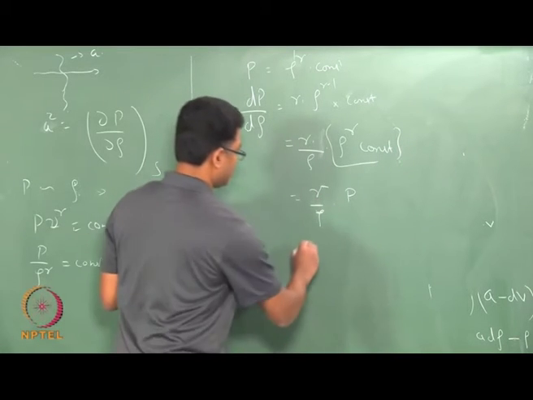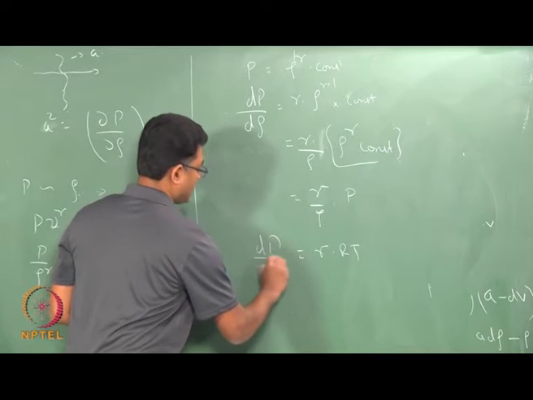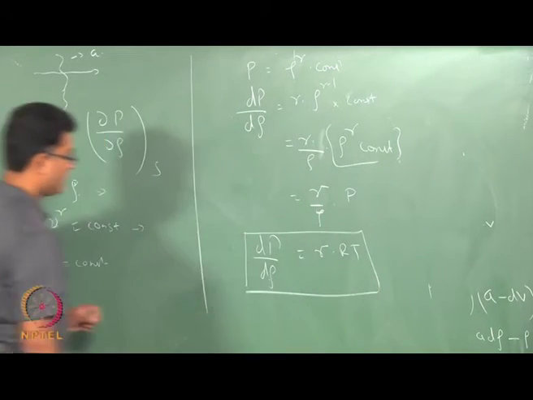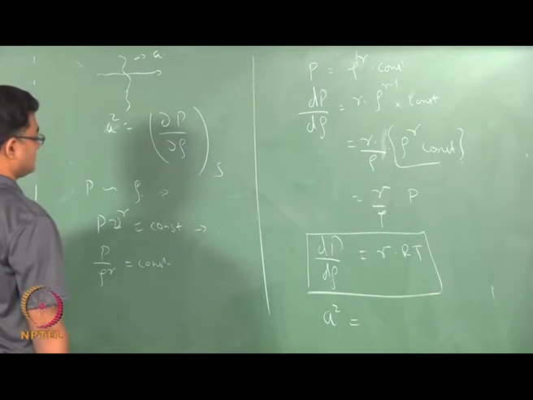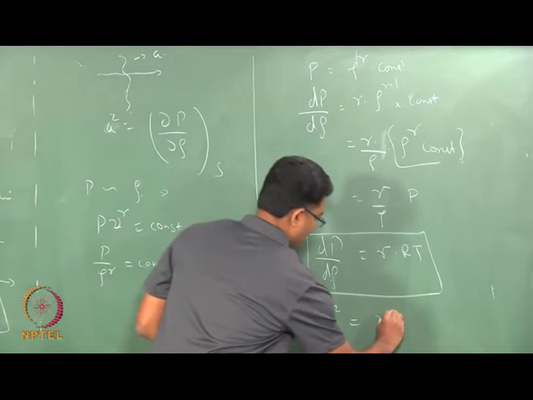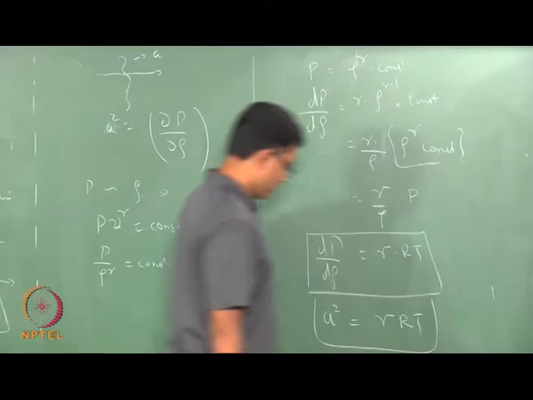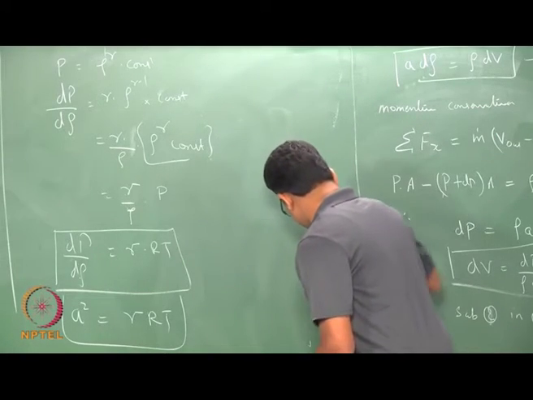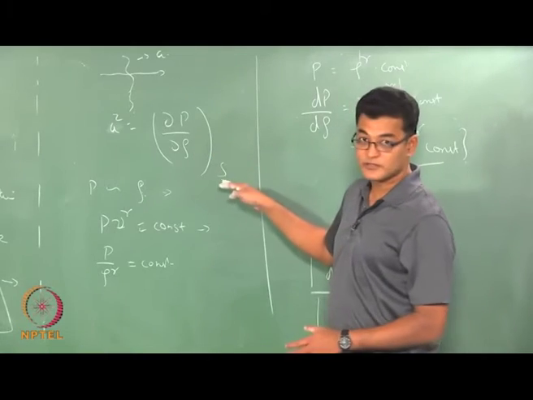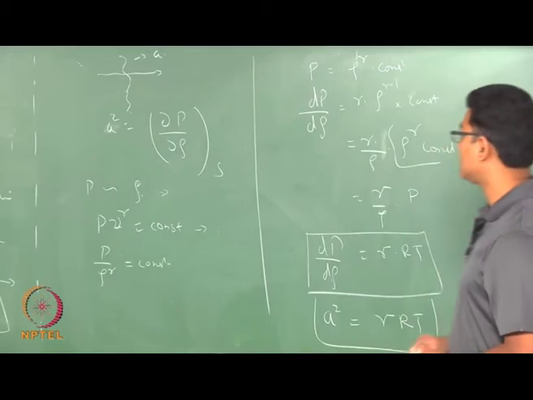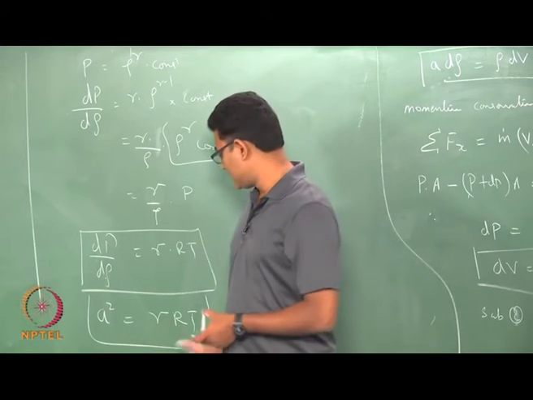So, P by rho is R into T. So, my dP by d rho is gamma RT, which means my A square is gamma RT. Okay. So, if I have a wavefront that is moving with velocity a in a gas, the pressure change due to density at isentropic condition is given as the square of the sound velocity or the wavefront velocity, which is related to your ideal gas equation in this particular form, a square equals gamma RT.